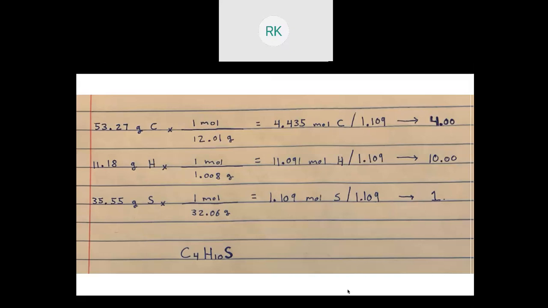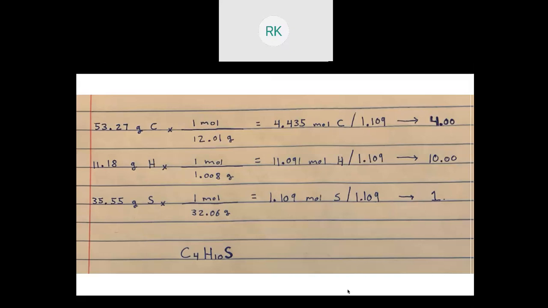Okay? Once you have that, your next step is to identify which atom has the least number of moles. Okay, so carbon has a little over 4 moles, hydrogen has a little bit over 11 moles, and sulfur only has about 1 mole of compound. And so we are going to divide all of these by the moles of sulfur we have. Okay, so we're going to divide them all by 1.109 moles. Okay, and what this is going to give us is our subscripts in our empirical formula.